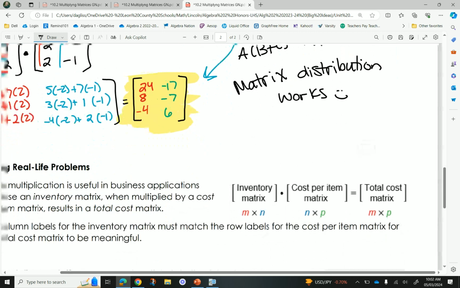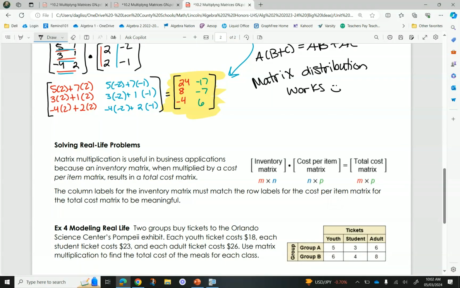Okay? So for this real life problem, we can use matrix multiplication in business applications because an inventory matrix, when multiplied by a cost per item matrix, is going to result in a total cost matrix. The column labels for our inventory must match the row labels for the cost in order for our total cost matrix to make sense. So our labels also have to match. Not just how many I have, but what they represent have to be the same.